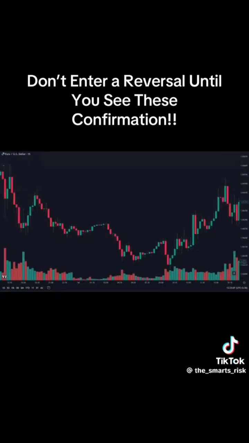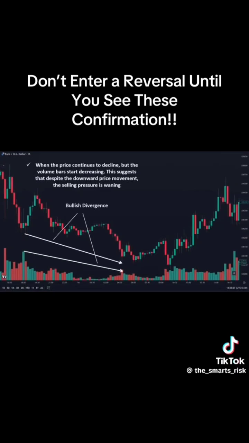The same applies in a bearish move. If price keeps falling but volume bars start decreasing, it means sellers may be losing strength. Even though price is still moving downward, the selling pressure is weakening. This is called bullish volume divergence, and it can signal a potential pause, pullback, or reversal to the upside.